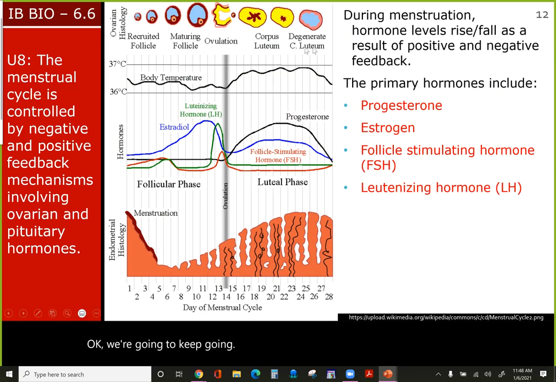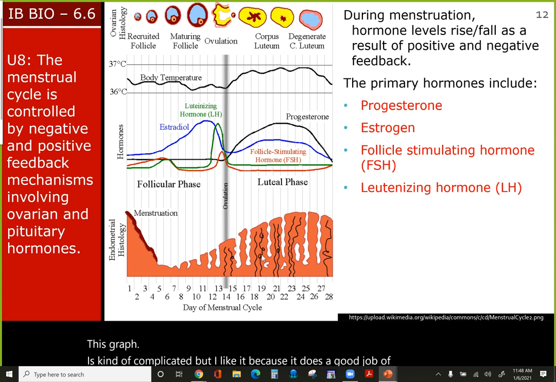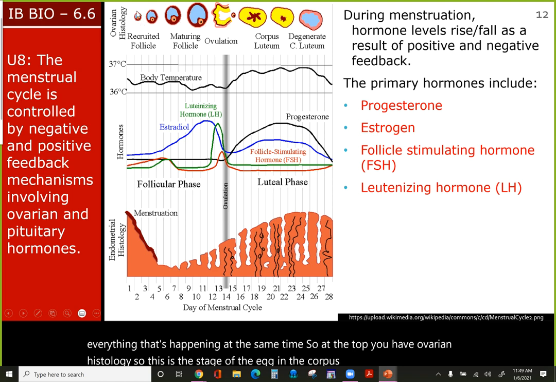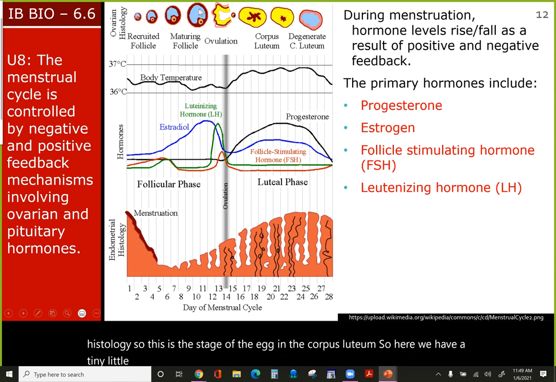All right, so this graph is kind of complicated, but I like it because it does a good job of showing you everything that's happening at the same time. At the top, you have ovarian histology. This is the stage of the egg in the corpus luteum. Here we have a tiny little follicle. The follicle is growing and it's fostering that egg.